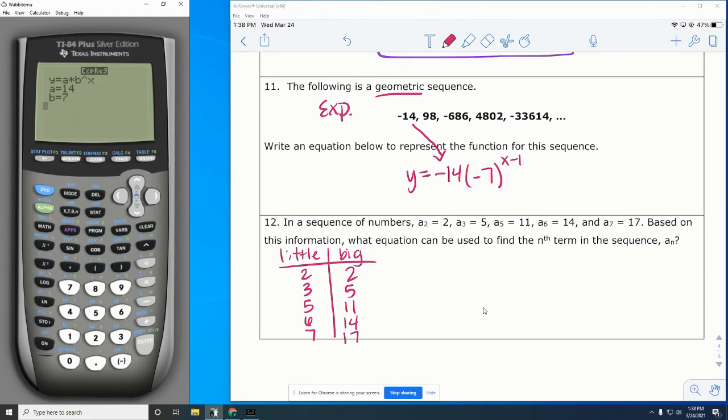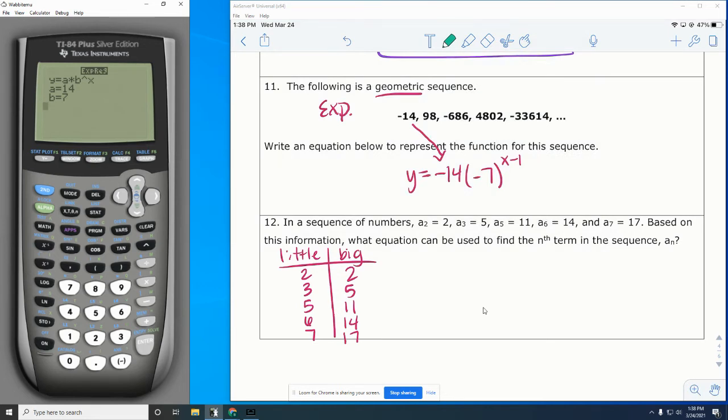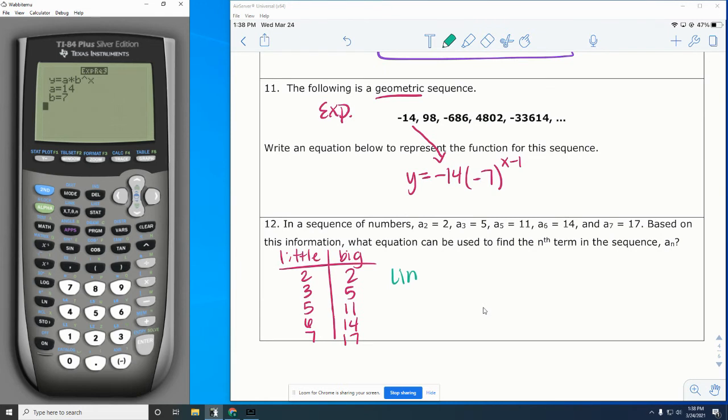So with these, I can see my x's are not increasing by the same amount, but remember when we have little ones like this, that's going to be linear. You can also use these down here because they're increasing by the same amount. The x's are increasing by the same amount. So my y's, I can check, are also increasing by the same amount.